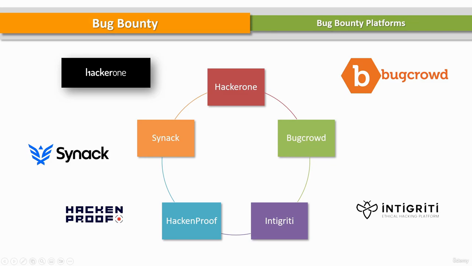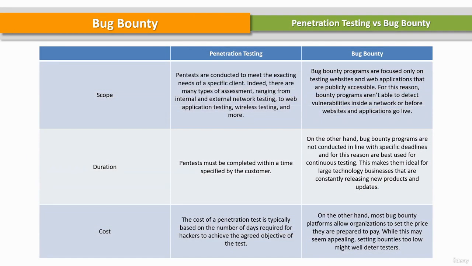Anyway, what's the difference between penetration testing and bug bounty hunting? Well, remember the criteria, right? The scope. So pen tests are conducted to meet the exacting needs of a specific client. Indeed, there are many types of assessments, ranging from internal and external network testing to web application testing, wireless testing, and many more. Bug bounty programs are focused only on testing websites and web applications that are publicly accessible. So for this reason, bounty programs can't detect vulnerabilities inside of a network or before websites and applications go live. Makes sense, right?